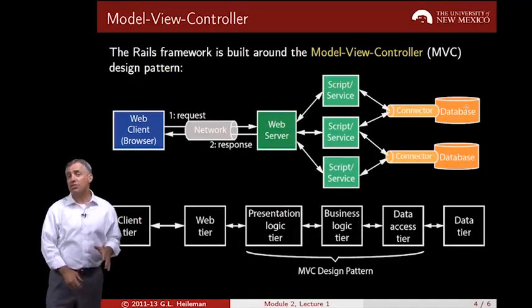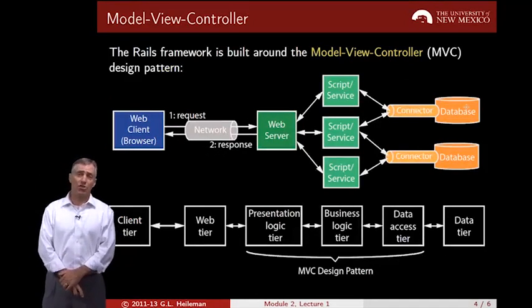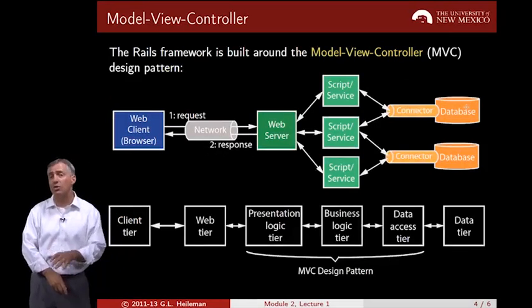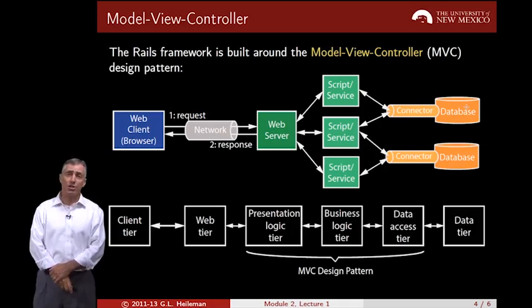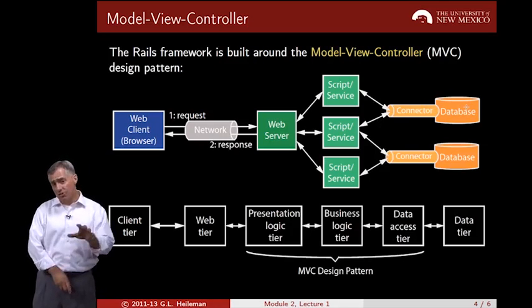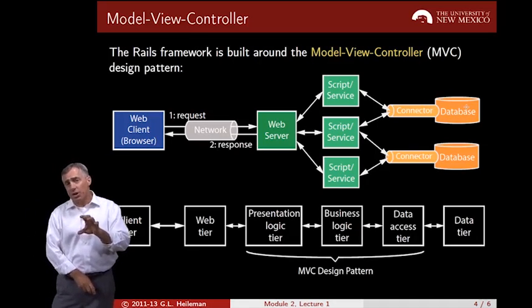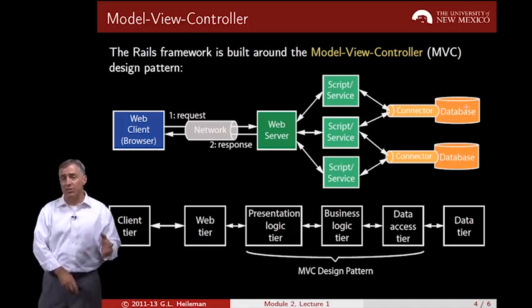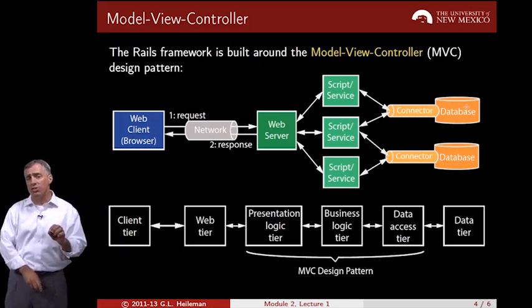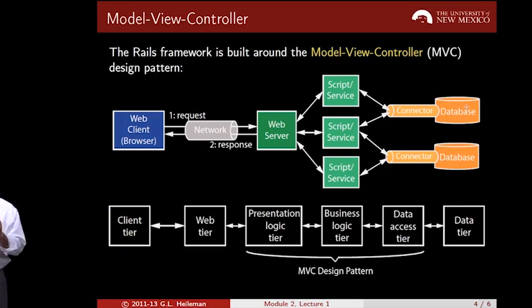Rails makes extensive use of the model view controller design pattern. And to understand where that fits in, let's take another look at the canonical Web 2.0 and 3.0 architecture. And that's shown on top here. Underneath that, I'm showing again the 6-tier architecture design pattern that we discussed previously. And the model view controller design pattern is used to help organize the presentation logic tier, the business logic tier, and the data access tier.